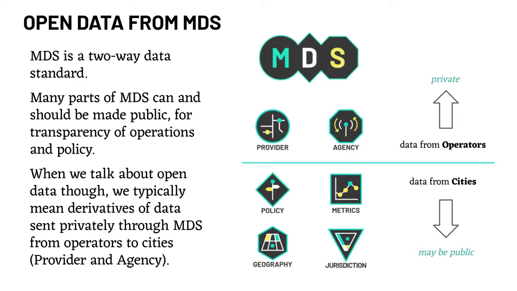It's a way for cities to publish their policies, metrics, geography, and jurisdictions digitally, and in a public way that anyone can see. And then from operators, there's data about their operations of the vehicles themselves, where they are, what problems they might be having, what state they're in, and things like that. And that's private. That just goes to cities.